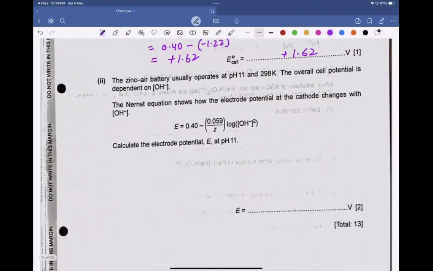Now, the zinc-air battery usually operates at pH 11 and 298 Kelvin. The overall cell potential depends upon hydroxide ion concentration. The next equation shows how the electrode potential at the cathode changes with the hydroxide ion concentration. Calculate the electrode potential E at pH 11.